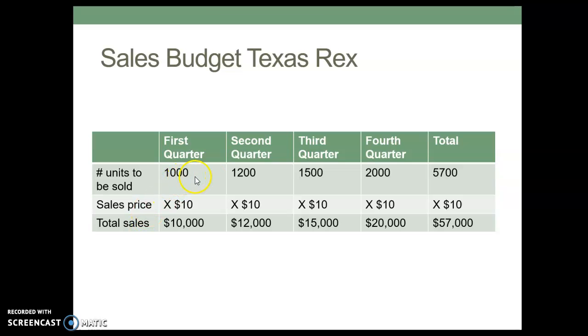So here, in the first quarter, we expect to sell 1,000 units at $10 each, so that would be $10,000 of sales, etc. for each quarter. And then we have the totals. So the total for the year next year of sales that Texas Rex expects is $57,000.